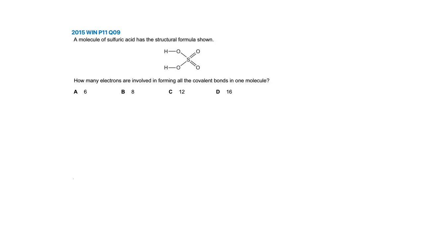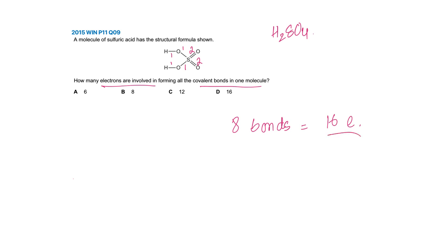We witness sulfuric acid, H2SO4, the molecule. A molecule of sulfuric acid has a structural formula shown. How many electrons are involved in the covalent bonds of one molecule? Well, that's easy. We just count the number of total dashes again, and then we multiply it by 2. So these are 2 dashes, 1 dash, 1 dash, and 1 and 1. So 4, 5, 6, 7, 8. 8 bonds means 16 electrons. D is the answer.